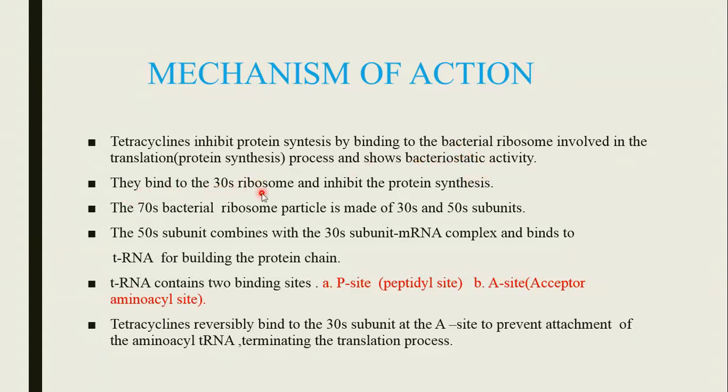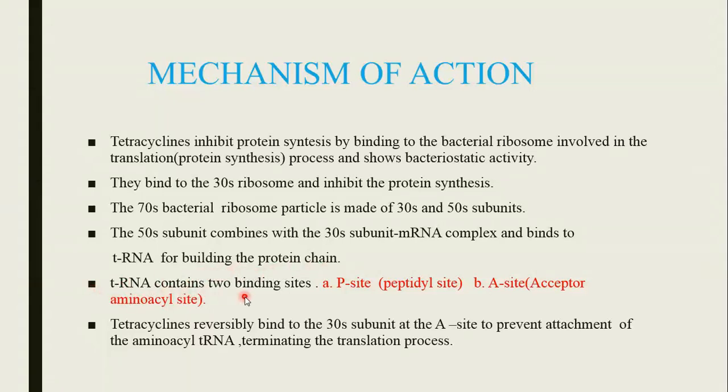These drugs bind to the 30S ribosome and inhibit protein synthesis. The 70S bacterial ribosome particle is made of 30S and 50S subunits. Out of these two subunits, the 30S ribosomal subunit will bind with the tetracycline drugs and then inhibit protein synthesis. The 50S subunit will combine with the 30S subunit and mRNA complex, and then it will bind to tRNA, transfer RNA, for building the protein chain. So which is the termination process.